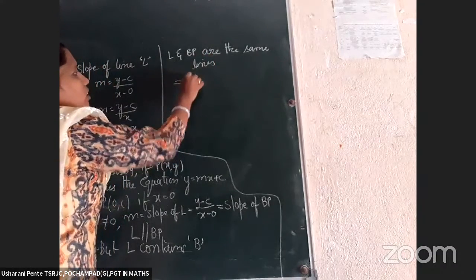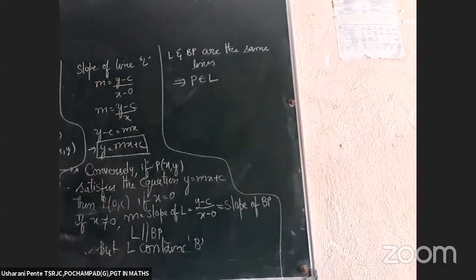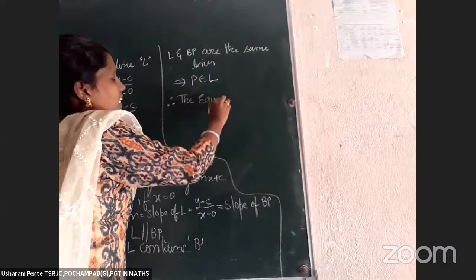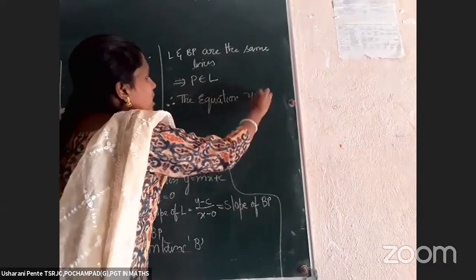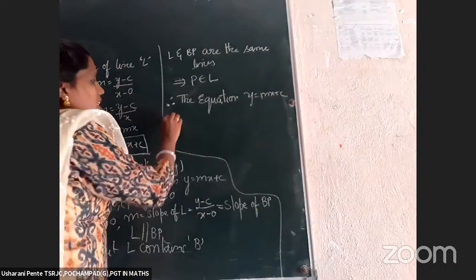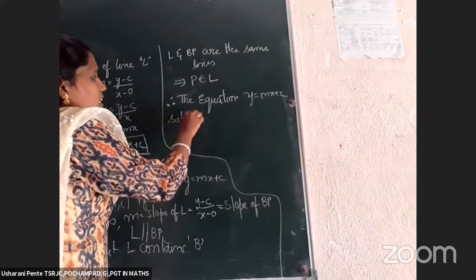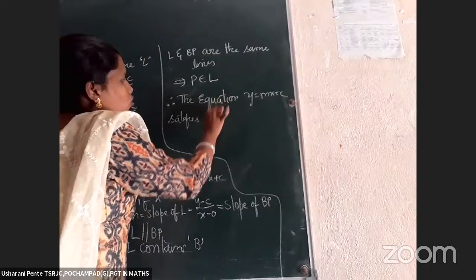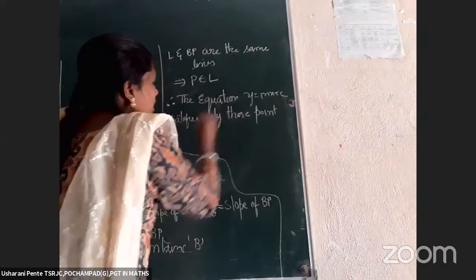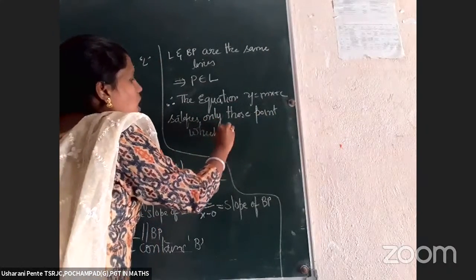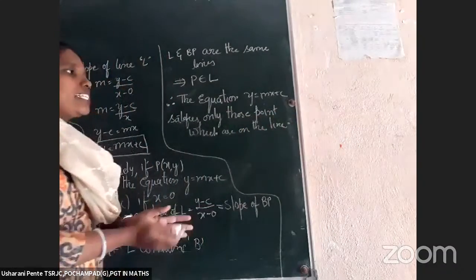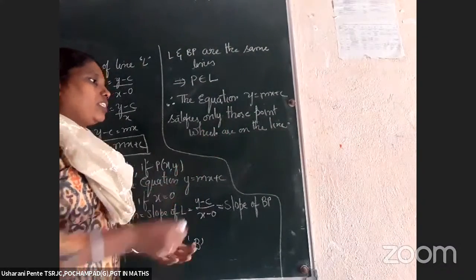This implies what? P belongs to the line L. Therefore, we can say that the equation y is equal to mx plus c satisfies only those points which are on the line. So we can say that it satisfies only those points which are on the line.